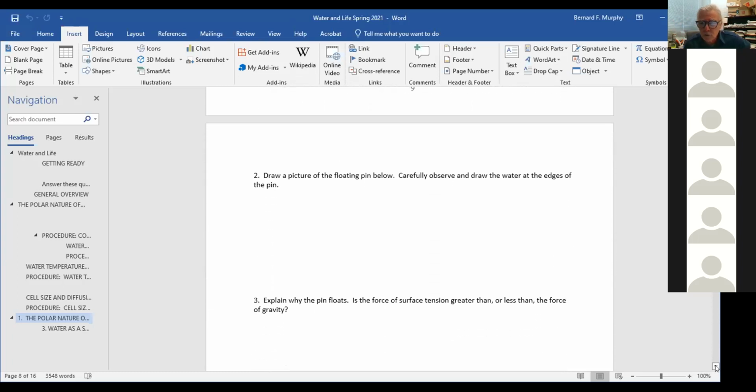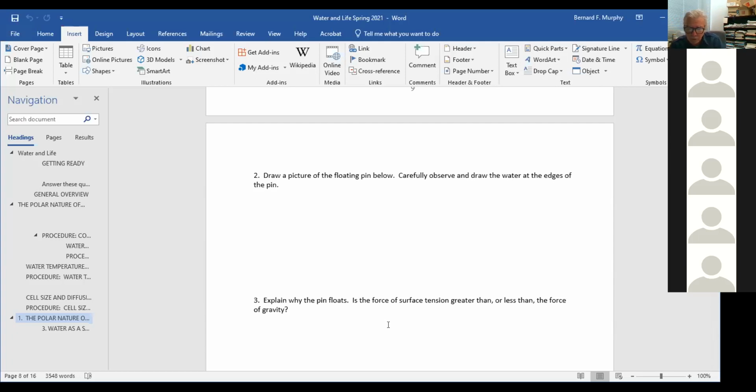Okay, another drawing, question 2 here. Draw a picture of the floating pin. No, don't worry about it. But if you do float a pin, you can see that the water is bent around the pin. You can actually see it dipping in and bending. Explain why a pin floats. In other words, is the force of surface tension greater than or less than the force of gravity at that point? This is question 3.